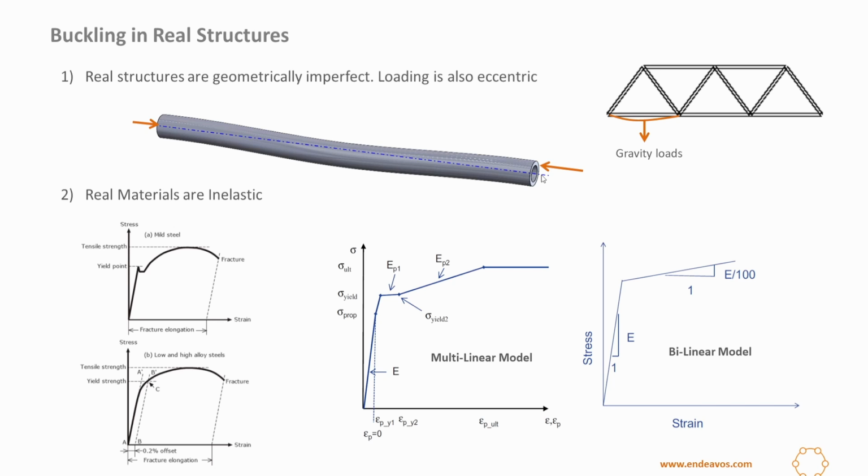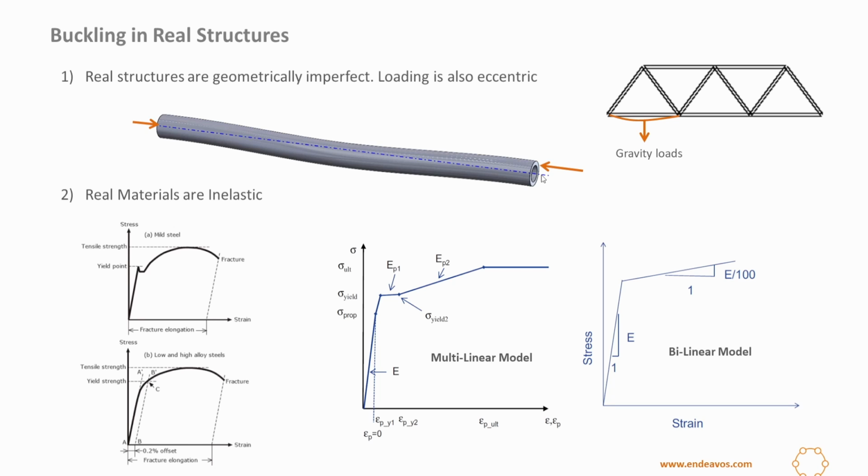So generally, in an imperfect structure, buckling is going to happen at a much lower buckling load compared to an ideal perfect structure loaded in a perfect manner. So when we do buckling analysis using finite element analysis methods, we need to capture these imperfections.